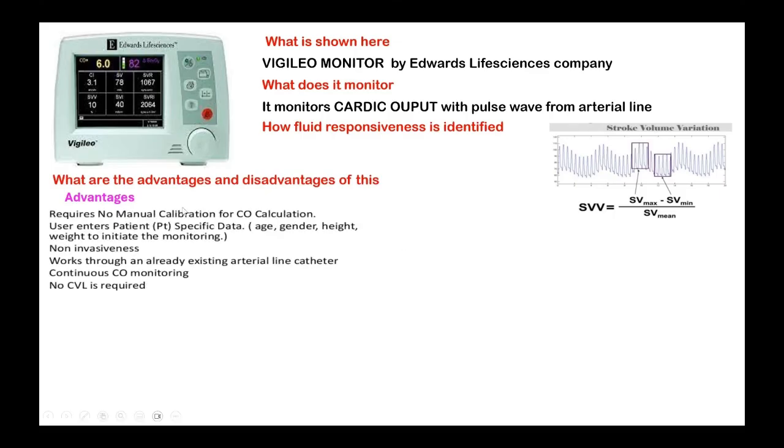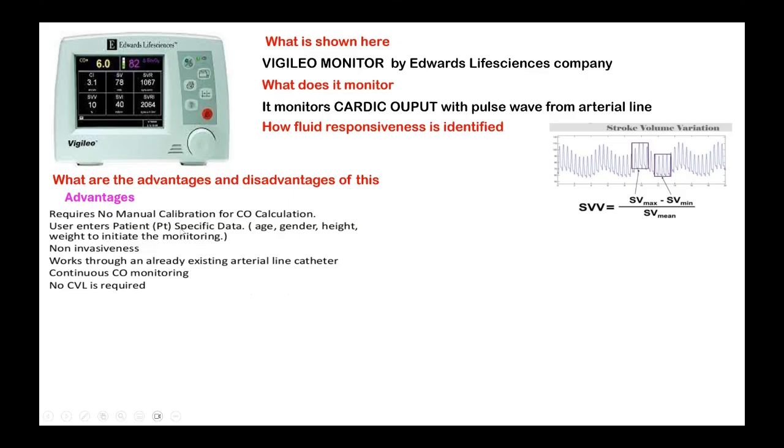It requires no manual calibration for cardiac output calculation. How was the cardiac output calculated in the earlier days? During pulmonary artery catheterization, with a pulmonary artery flotation catheter, we used to inject saline and then measure the temperature, and the difference used to be calculated. So much manual work had to be done. Here there is no need for any manual calibration.